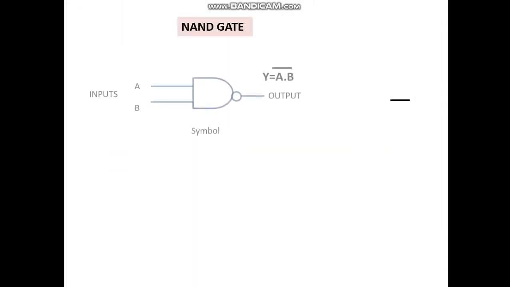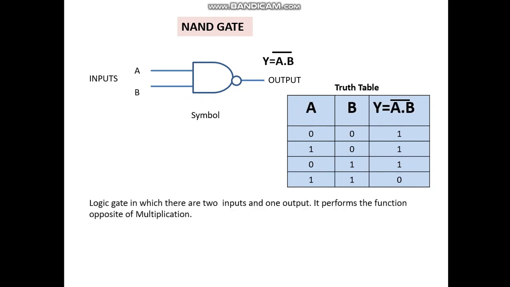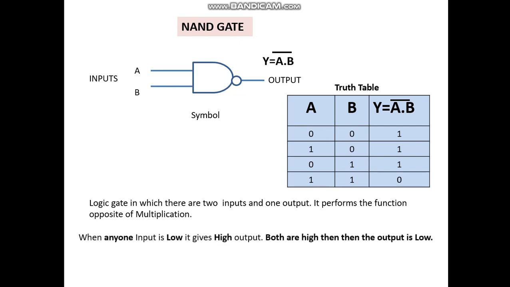Now that's the NAND gate, the truth table is here. It is a logic gate in which there are 2 inputs and 1 output. It performs the function opposite of multiplication. When any one input is low, it gives a high output. When both are high, the output is low.